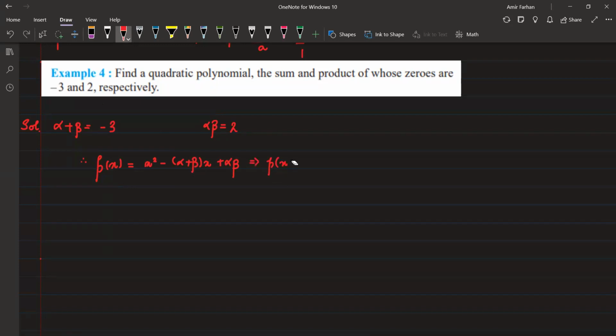P of x will be equal to x square minus of minus 3x plus 2. Yes or no? So it will be equal to x square. Positive or negative? Next, positive 3x or negative 3x?